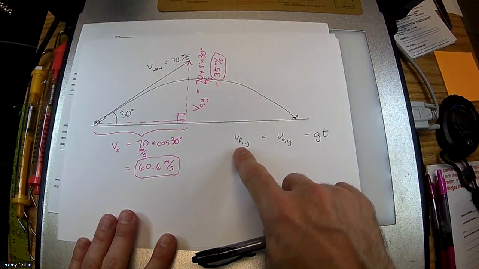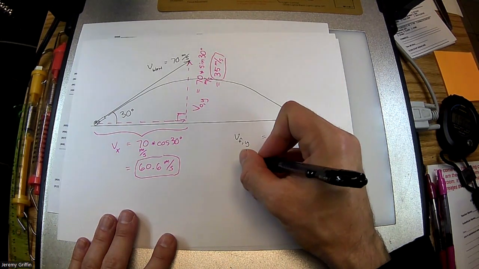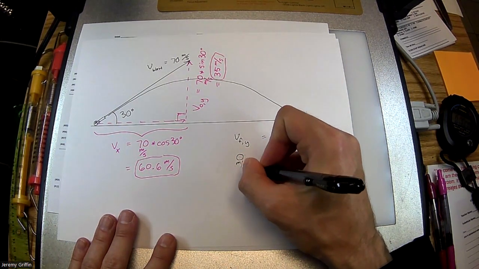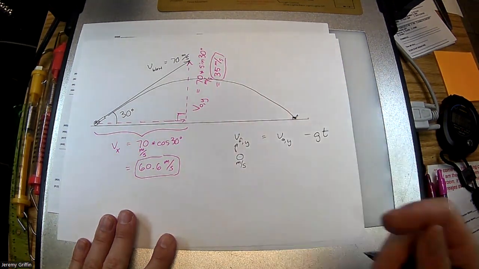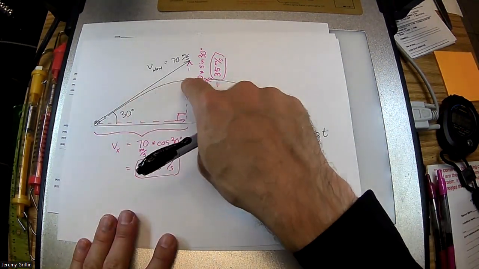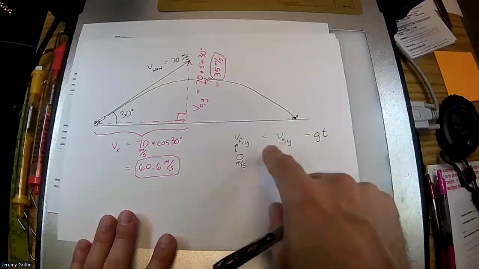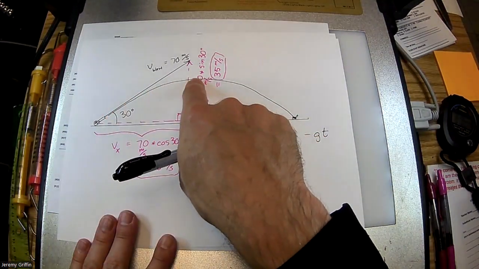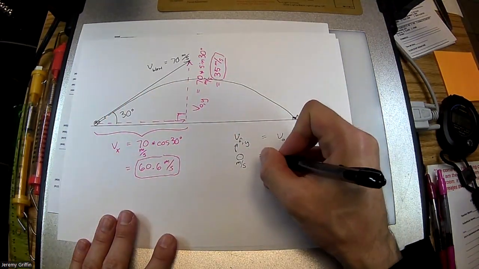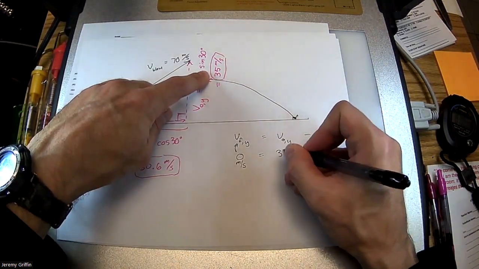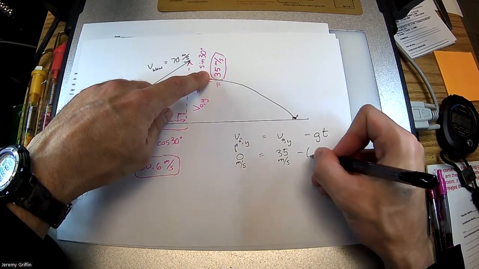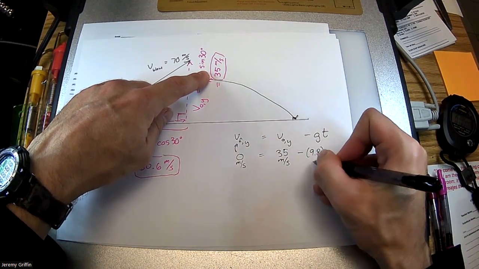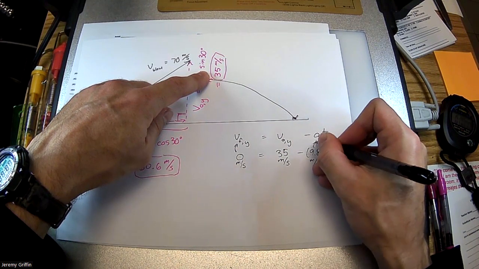Now, v final in the y direction at the peak would be 0 meters per second. Once I plug in that number, I have to be careful, because I know that means I've broken this problem in half, because I'm only calculating to that top point. So v initial in the y direction is still my 35 meters per second, which I got from trigonometry. I'm subtracting 9.8 meters per second squared for gravity, so let me pop that in there.